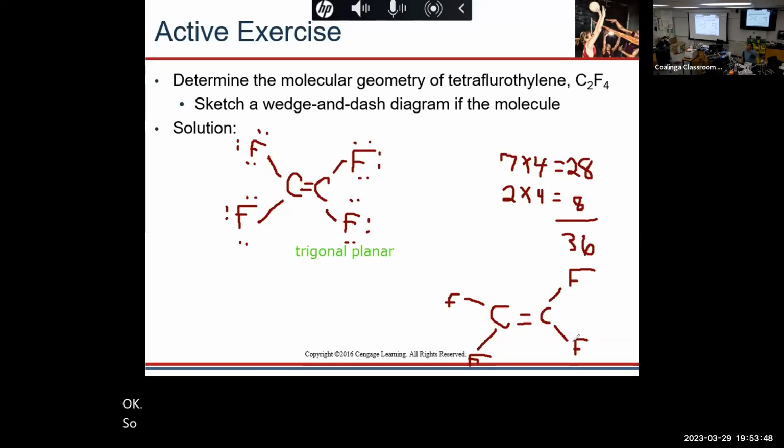So you can see the difference. This is not planar, right? They're not all in the same plane.